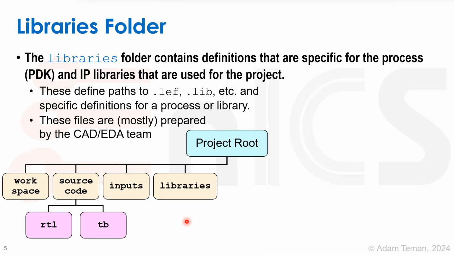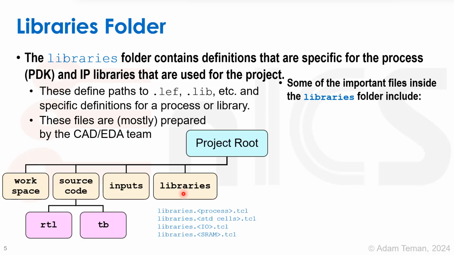The next folder is, on the contrary, the libraries folder, which we're not going to really customize at all. That's going to be provided by our CAD or EDA team, and it's going to have all the paths and the file names and specific definitions for a certain process or library. So most of the stuff over here we're going to prepare for one single PDK or standard cell library or whatever, and for different IPs that we're going to use, and we're going to stick them all under this libraries folder. So we're going to be able to pass them between different projects, and they already have all the data that I need to run a flow in that given process and with those given IPs.